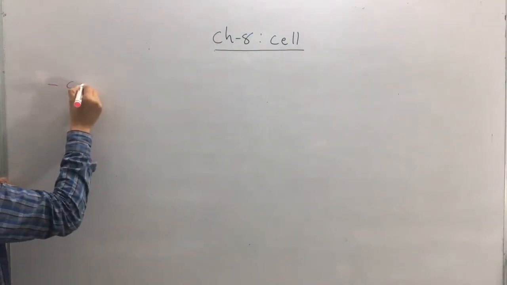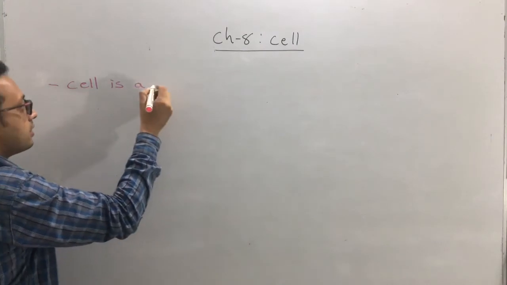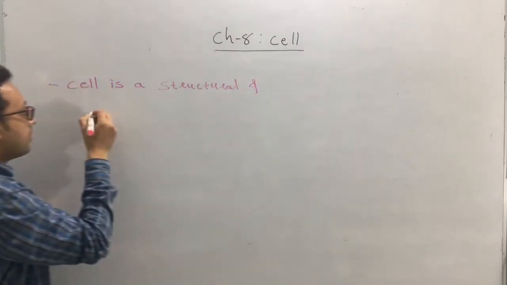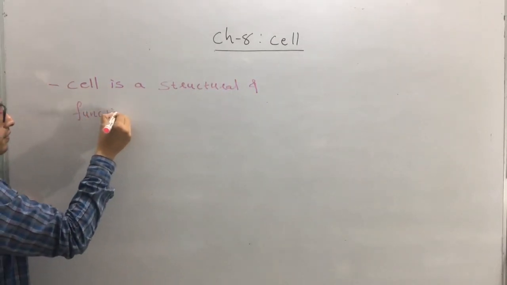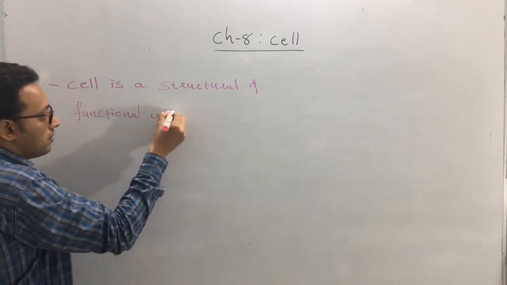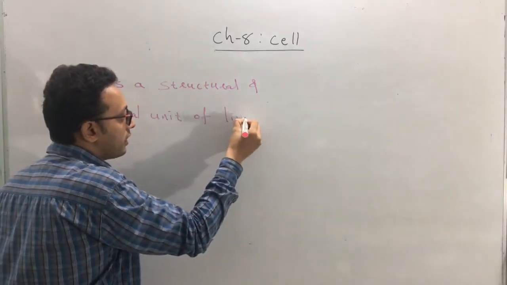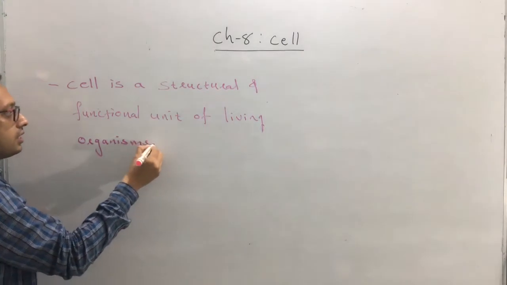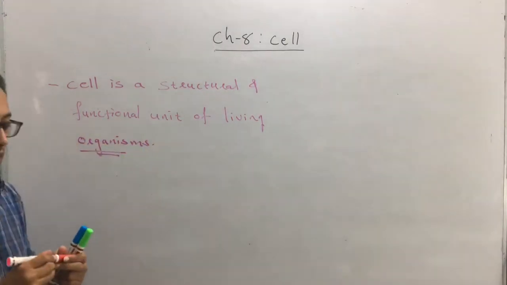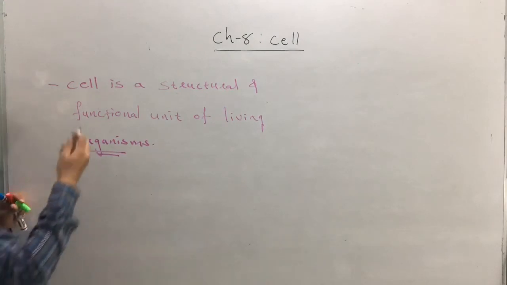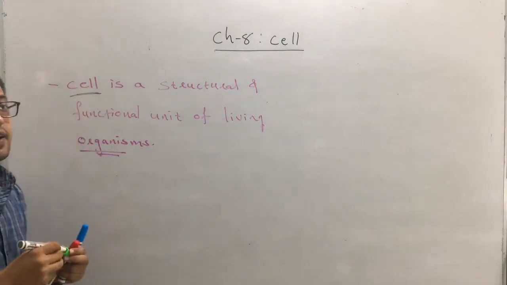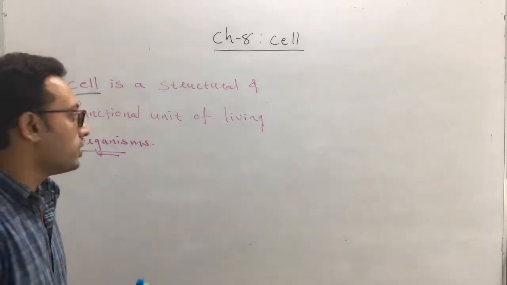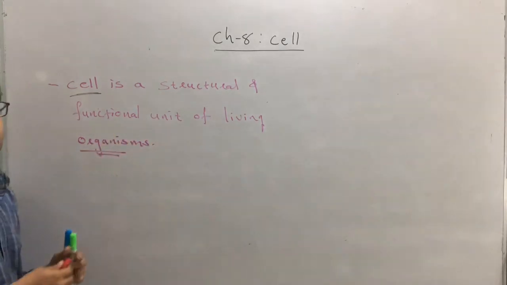A cell is considered as a structural and functional unit of living organisms. This is a very basic unit which you can find in every living organism. This is a cell. So it is a structural and functional unit of all living organisms.